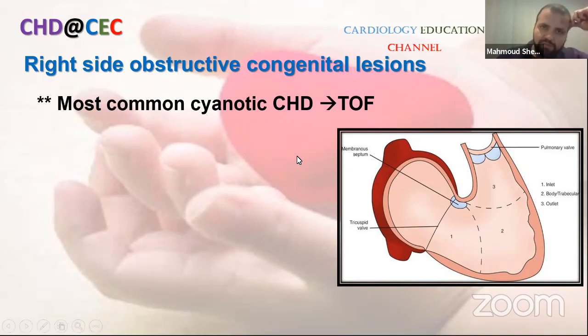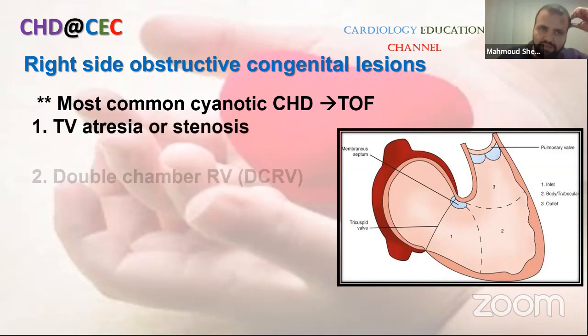By the way, the most common cyanotic congenital heart disease with obstructive lesions on the right side is the Fallot. But this is a separate entity and will be discussed in a separate webinar. So we are not talking about the Fallot, but we cannot start talking about the right obstructive congenital lesions without mentioning the Fallot.